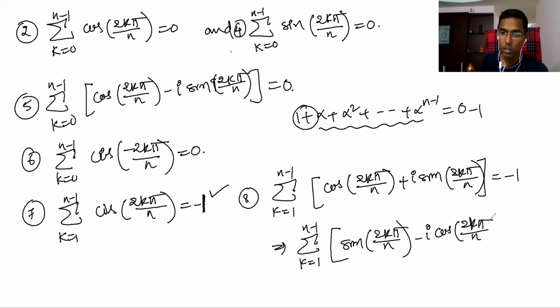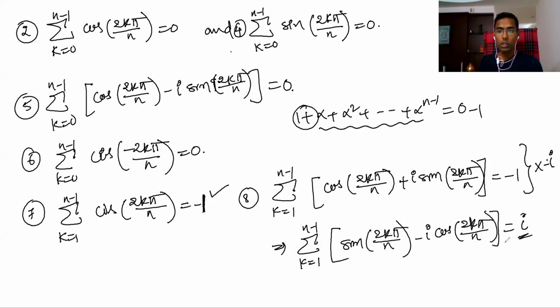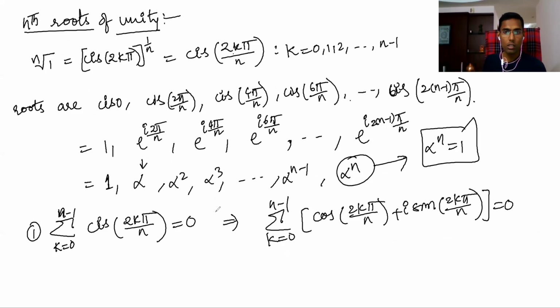Sometimes they will give like this. How much is this? They will ask. So this is i, because both sides we are multiplying with minus i. This minus i into -1 is i. So like this you can write. This is the whole thing we wrote, based on sum of nth roots of unity. Whole thing is based only on sum of nth roots of unity.